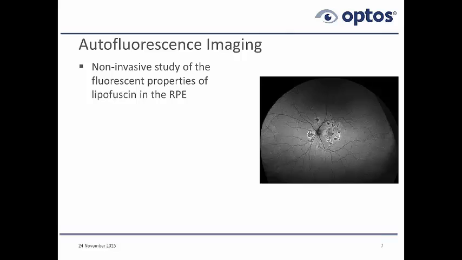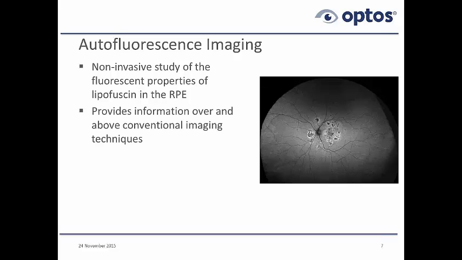Autofluorescent imaging in general is not invasive. We're not injecting anything. It's totally different than fluorescent angiography. In fluorescent angiography, the vessels look white. Here, the vessels look dark. Here, we're actually getting information about the retinal pigment epithelium, specifically a major pigment in the RPE called lipofuscin, which is an aging pigment in the RPE, which is actually produced by the outer segments of the photoreceptors. And this technology provides information which certainly goes over and above conventional imaging techniques in a lot of cases, not in all cases. It does allow us to visualize the metabolic changes at the level of the retinal pigment epithelium.